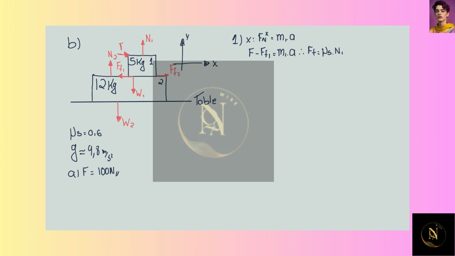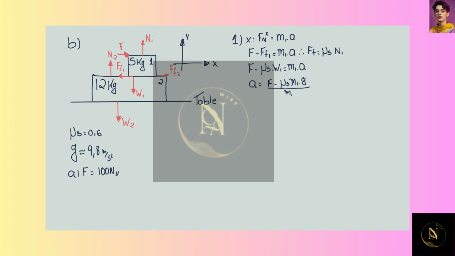We have already done that calculation, actually. Then, we can use the result to write F minus mu static times the weight number 1 is equal to the mass number 1 times the acceleration. Then, the acceleration, according to Newton's second law applied on block number 1, is equal to F minus mu static times m1 times g divided by the mass number 1.